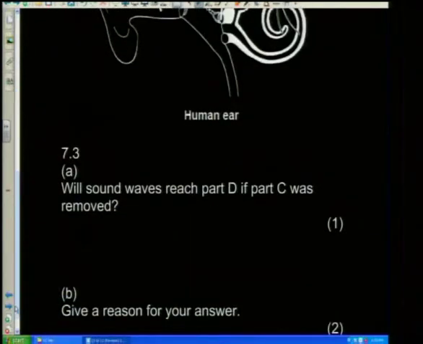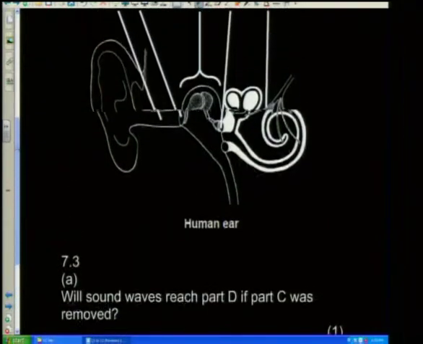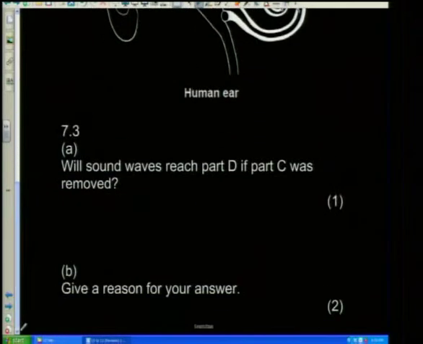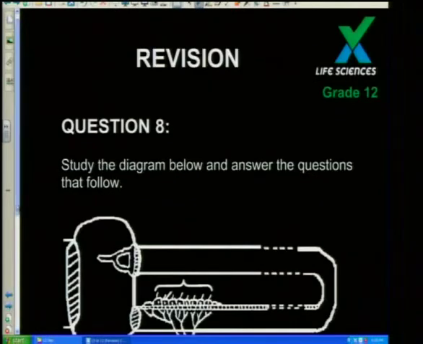Will sound waves reach part D if C was removed? There's C. If we remove the C, would sound waves reach there? No, they won't, because this is air. And if air, the sound waves will not move. If there was liquid there, it would be able to move down that way. And I've given you the answer for the reason as well there.